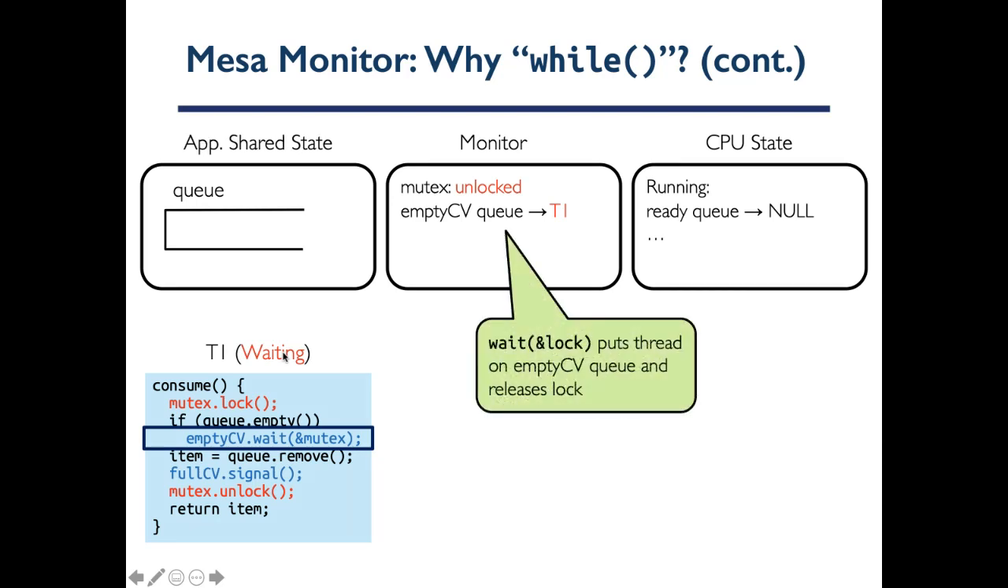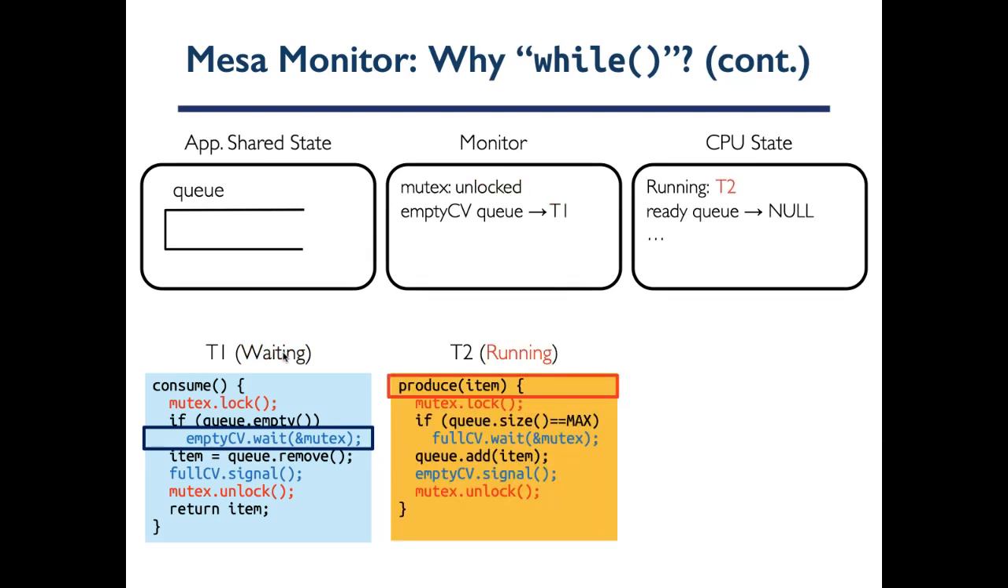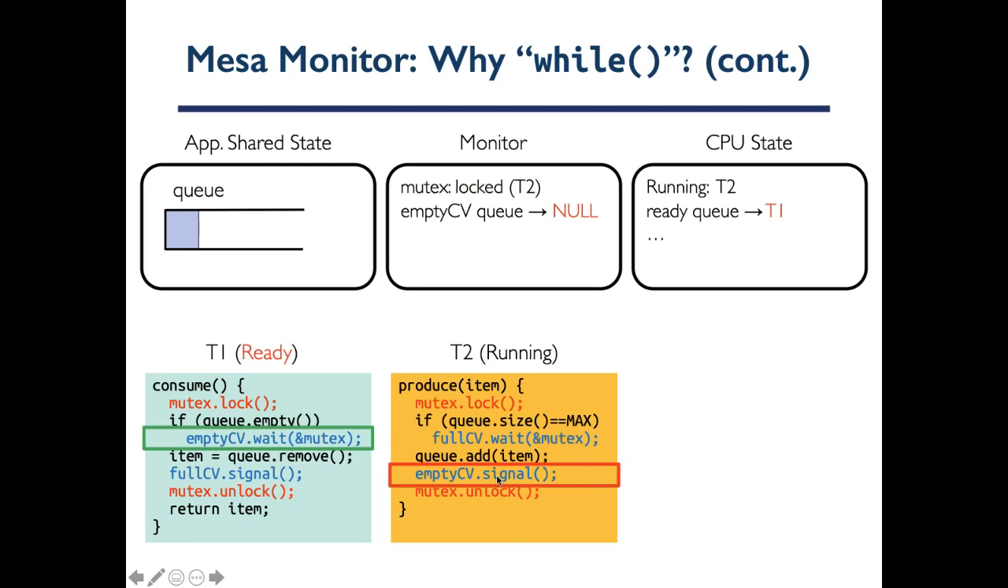Now, let's say T2 comes in and starts running. This T2 is a producer. Now it acquires the lock, so the mutex is locked. And at some point, it produces an item. So it puts an item on the queue. And once the item is on the queue, it's going to signal.